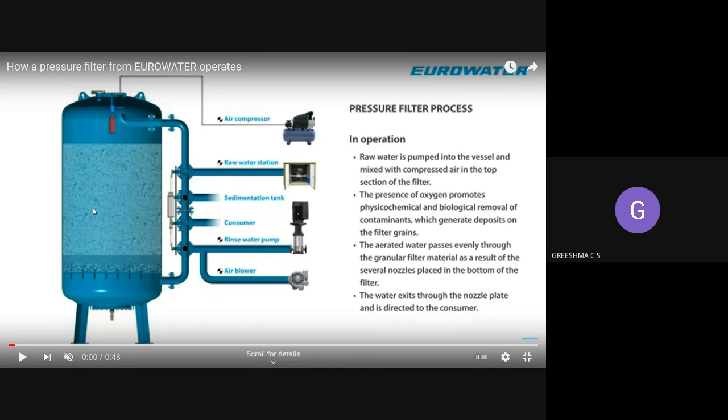Here you can see the raw water will be pumped into the vessel. This is the raw water station. First the raw water will be pumped into the vessel and it will be mixed with compressed air at the top of the filter. So that's why pressure will be induced in the water. That means the raw water will be compressed. The raw water will be mixed with the compressed air, and the pressure will be transferred to the water.